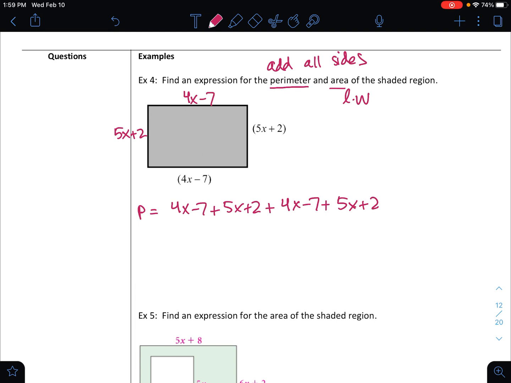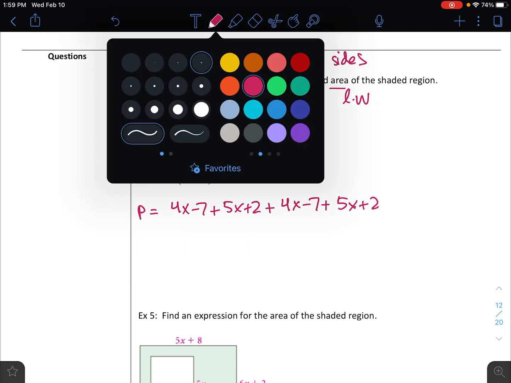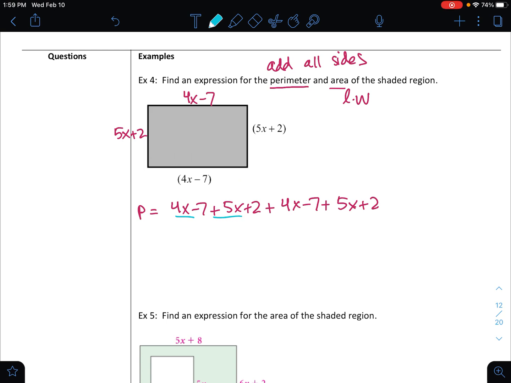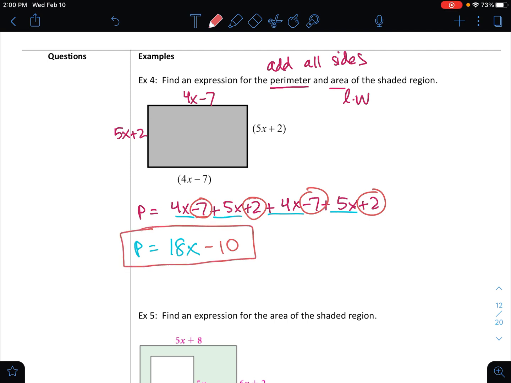And now that I look at this, I just have a series of like terms to combine. So I've got 4x plus 5x plus 4x plus 5x. So 4 and 5 is 9, plus another 4 and 5 is 9. So there's 18x altogether. Okay. And then I've got negative 7 plus 2 minus 7 plus 2. So I could do the same thing. Negative 7 and 2 is negative 5. This negative 7 and 2 is another negative 5. So negative 5 minus 5 is negative 10. So my expression for perimeter is 18x minus 10.